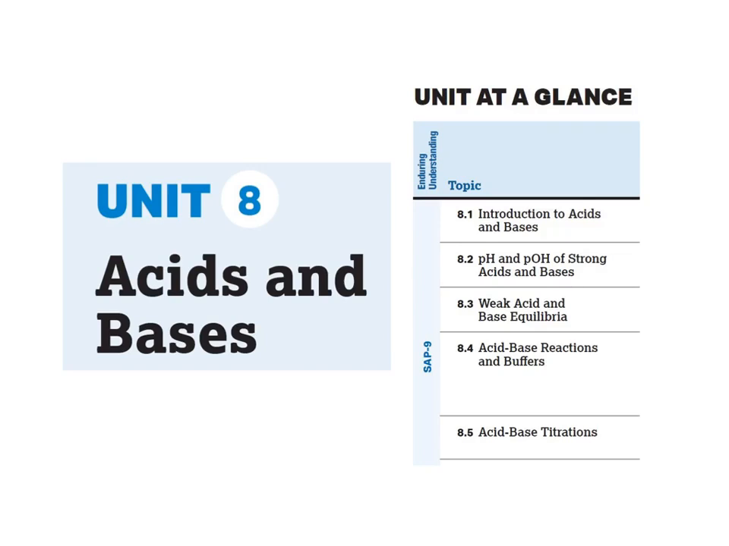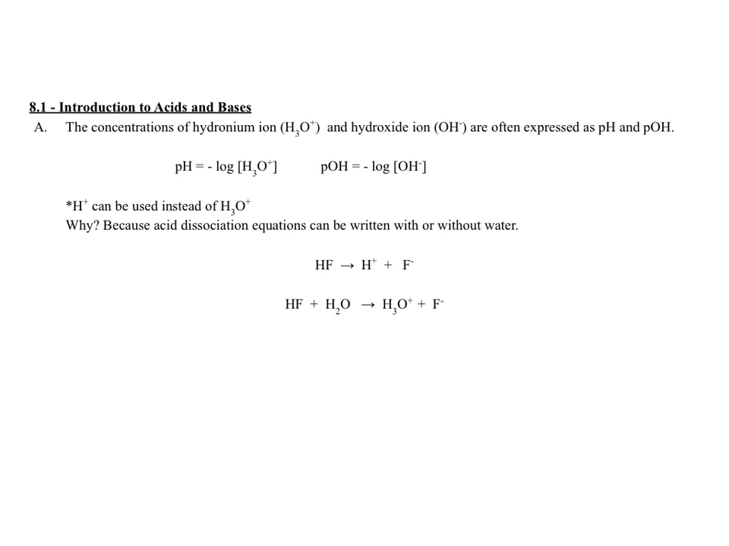We're going to go ahead and get started with Unit 8 today. So we're talking about sections 8.1 through 8.3 today. All right, we're going to start just with some basic definitions of acids and bases, what they are, and also pH. You guys have heard of pH, I'm sure, before as a measurement of the acidity of a substance.